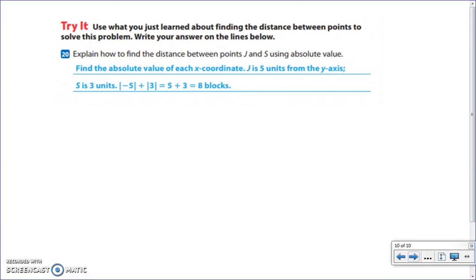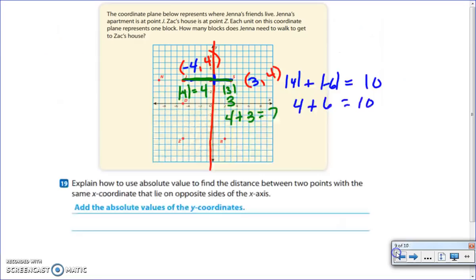And that's how we could use absolute value to determine the distance between J and S. We could find the absolute value of each x-coordinate. J is 5 from the y-axis, S is 3. Altogether, they are 5 plus 3 away, or 8 blocks away from one another. It looks like I should have put a 5 here. Sorry about that. Slight modification. That was at (-5, 4). So it should be the absolute value of -5, 5. So really we have 5 plus 3. And that equals 8. Okay. Slight boo-boo there. Make sure you get that correct. And I hope you were writing in pencil. My bad, everybody.